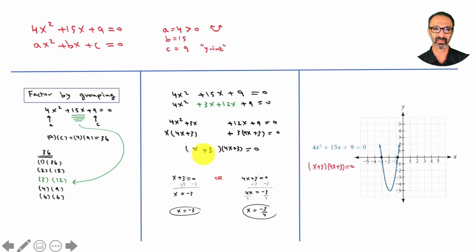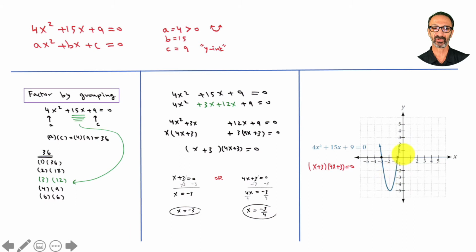That means either a is 0 or b is 0. So I end up with x plus 3 equals 0. Subtract 3 from both sides. I get x equals -3. 4x plus 3 equals 0. Subtract 3 from both sides. Then divide by 4. I get x equals -3/4.